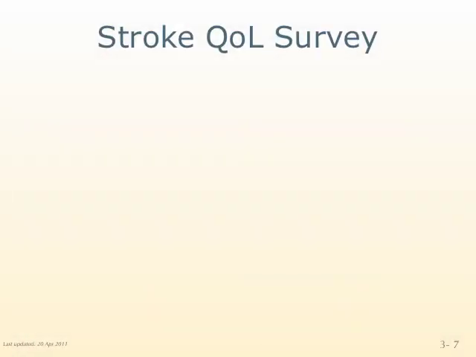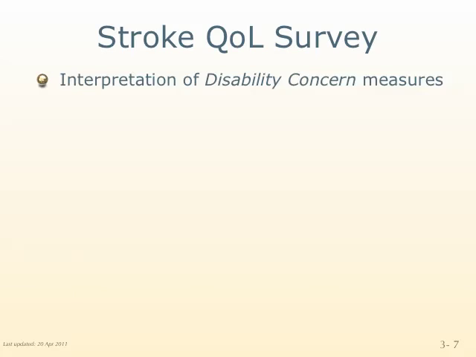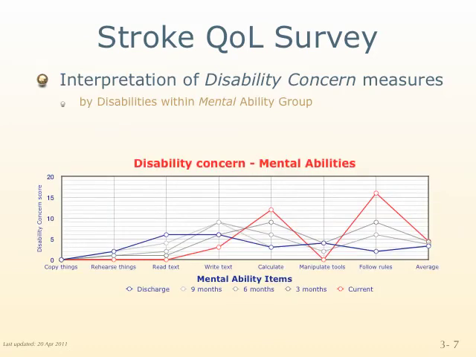I will now take this disability concern analysis down one level, from the disability grouping level to the disability item level. This graph looks at the individual disability items in the mental abilities group. Of course, other disability groups can be broken down to this level as well, but only some therapists would be interested in going down to this level.